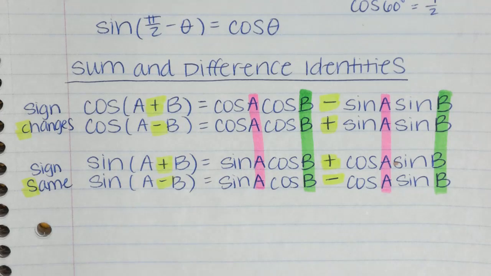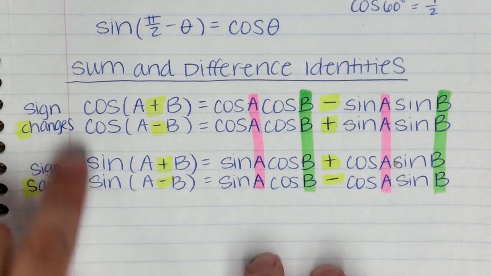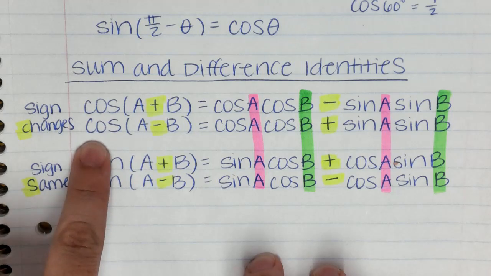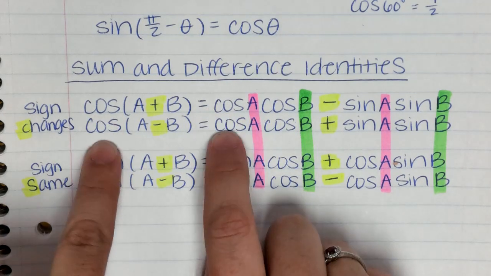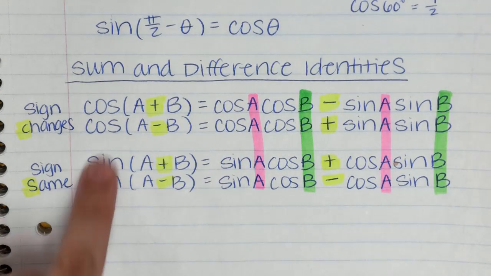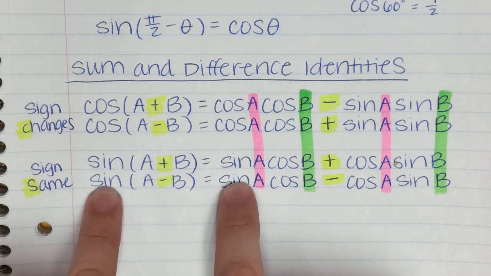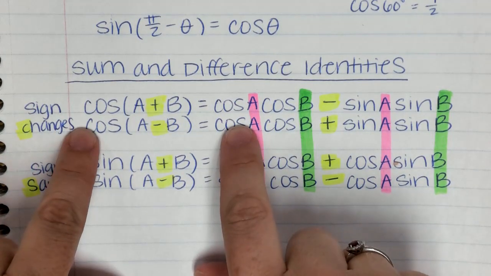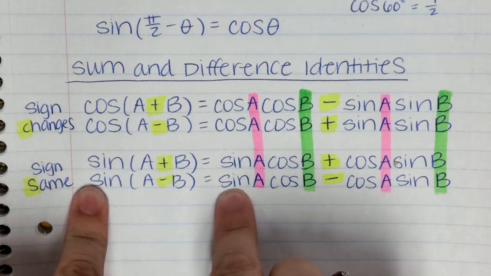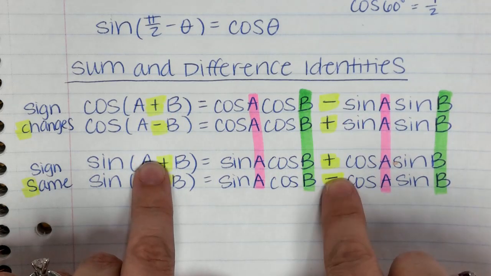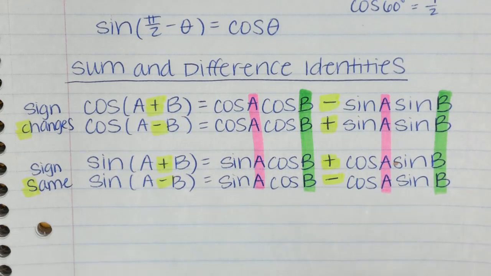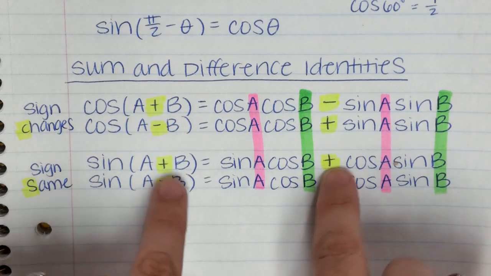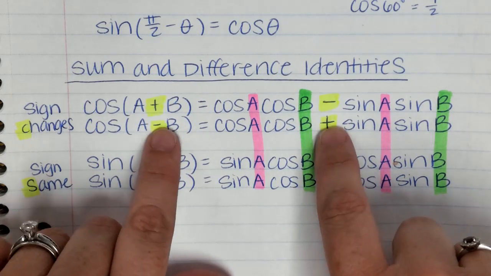Very good. Okay, now for the two cosine formulas, which function do we start with? Cosine. Okay, that's easy. For sine, which function do we start with? Sine. Okay, so that kind of gives it away whether you're using a cosine sum and difference or a sine sum and difference. And then this plus or minus in the middle will help you figure out whether it's a sum or a difference. Is the sign the same, or does the sign change?